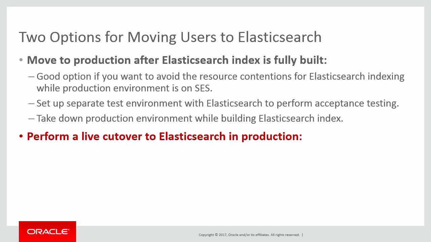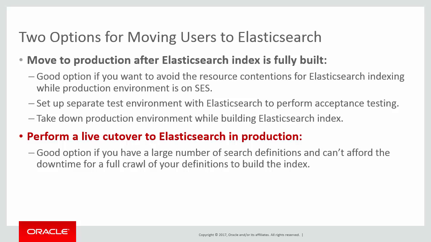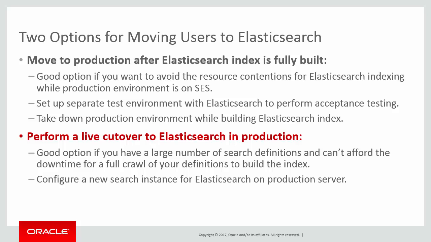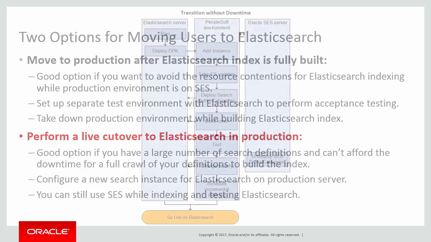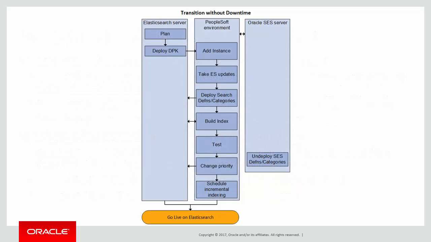The second option for moving users to Elasticsearch is to perform a live cutover. This is a good option if you have a large number of search definitions and can't afford the downtime required for a full crawl of your definitions to build the Elasticsearch index. In this scenario, you will configure a new search instance for Elasticsearch on the production server. The new framework is designed so that you can still use SES Search while indexing and testing Elasticsearch before moving Elasticsearch into production.